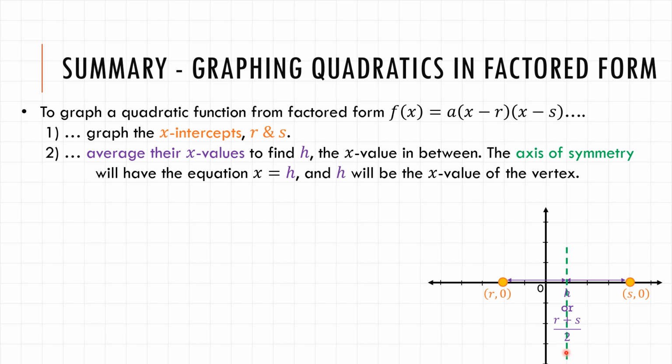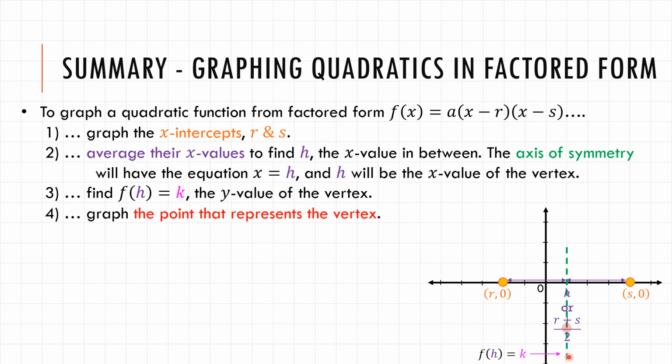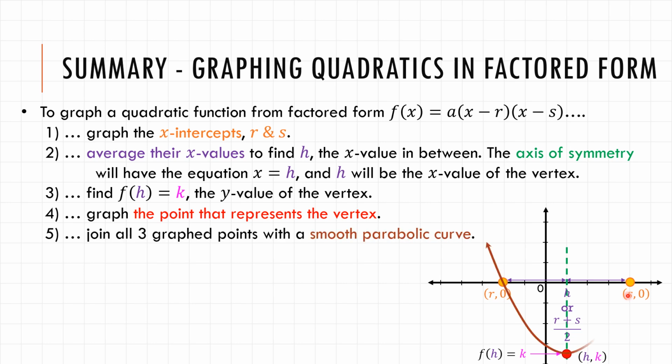Now, if we want to find the y value of the vertex, we just have to plug this value in. So find f at h, and that will give us the value k, and that's the y value of the vertex. So at that point, let's say it's somewhere right over here. All I have to do is now graph that point that represents the vertex, and now join all 3 of these points with a nice smooth parabolic curve.